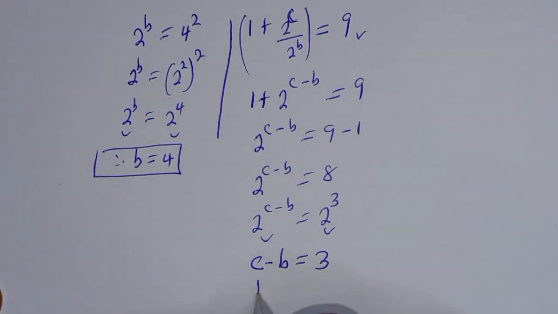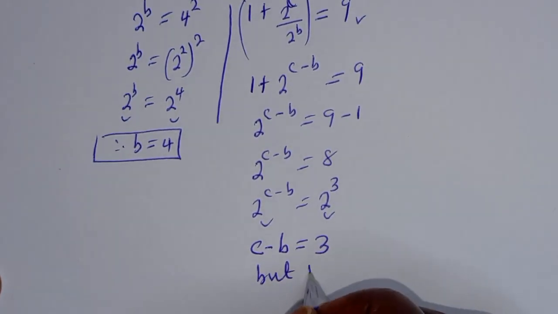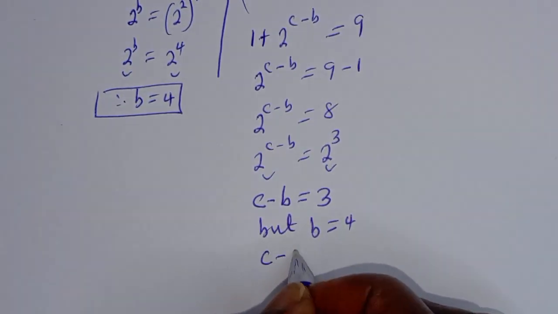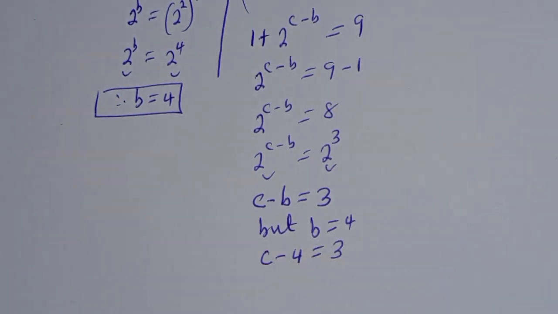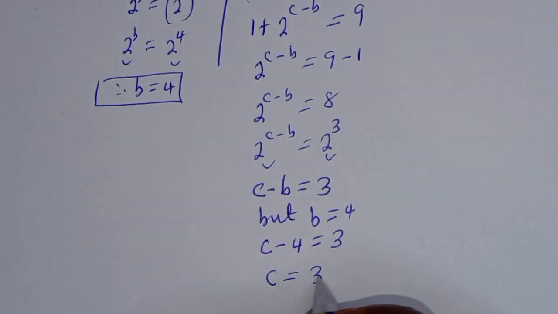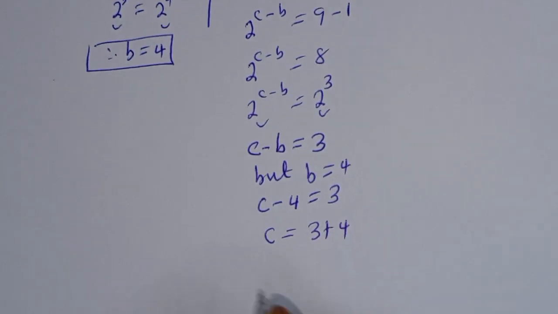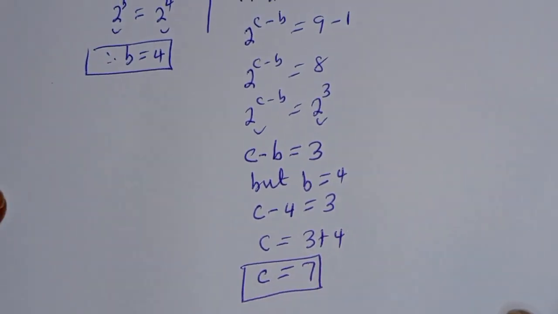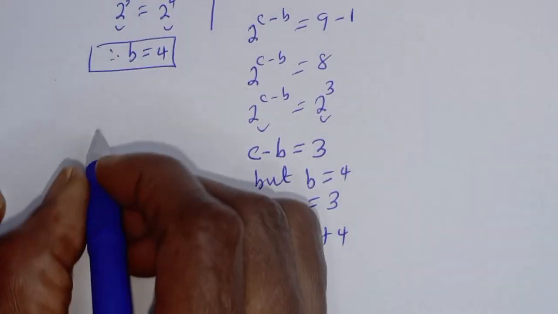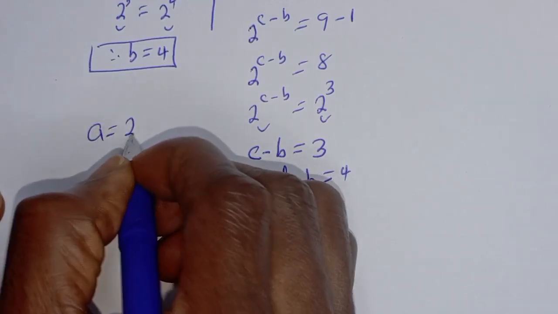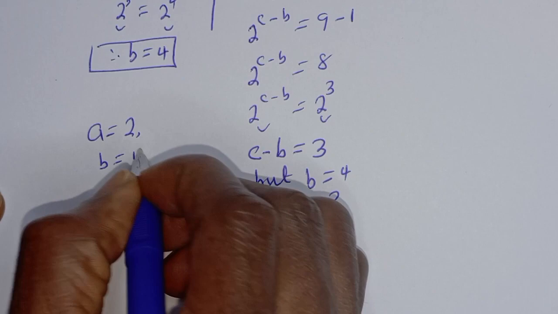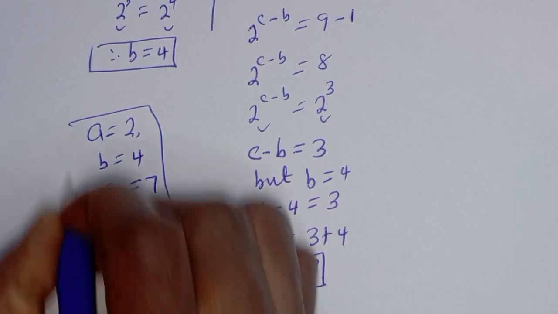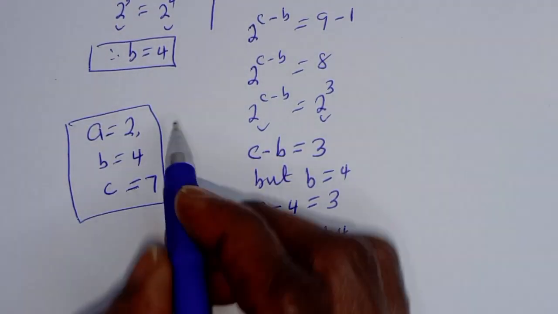Now, we know that b is equal to 4. Then c minus 4 is equal to 3. Then c is equal to 3 plus 4. Now c is equal to 7. This is the value of c. Therefore, our final answers are: a is equal to 2, b is equal to 4, c is equal to 7. We can check to confirm if our answer is right or wrong.